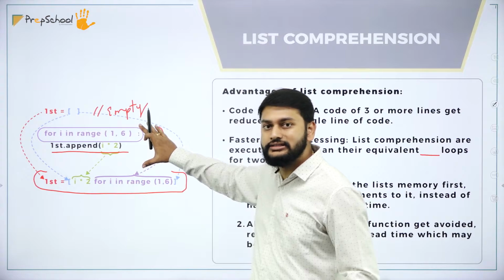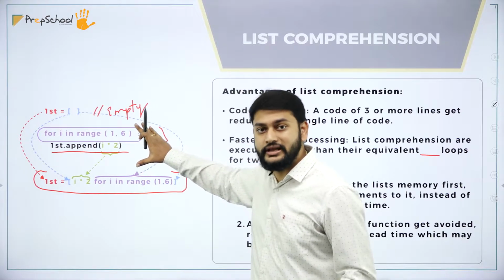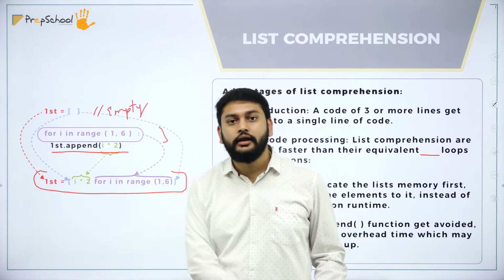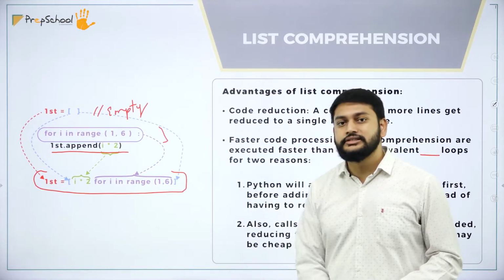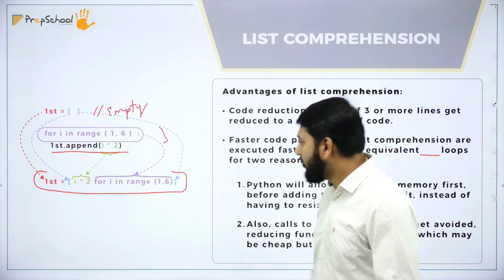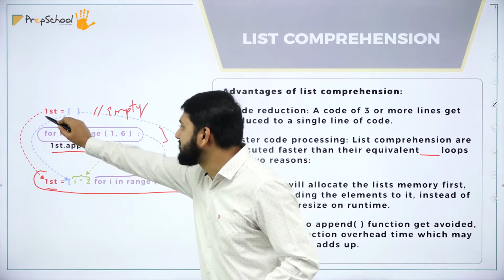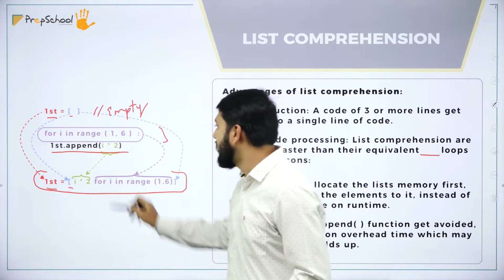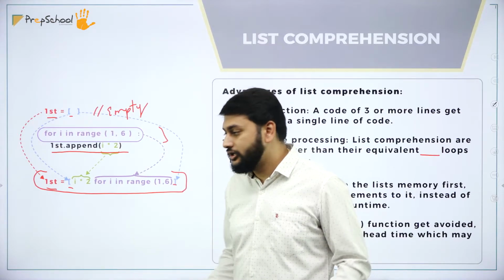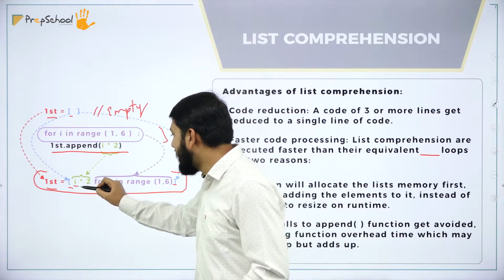All these 3 lines are condensed, compressed to one single line without changing the meaning of these 3 lines. So what is that? I have given the name of the list. Yes, I have the name of the list. I have used the square brackets, whatever I have used here. So please understand this part.